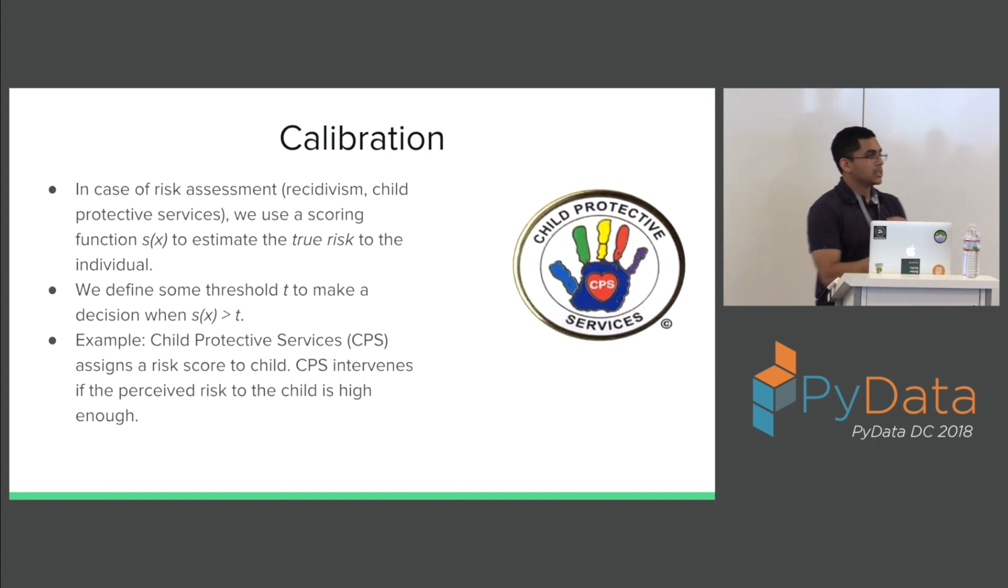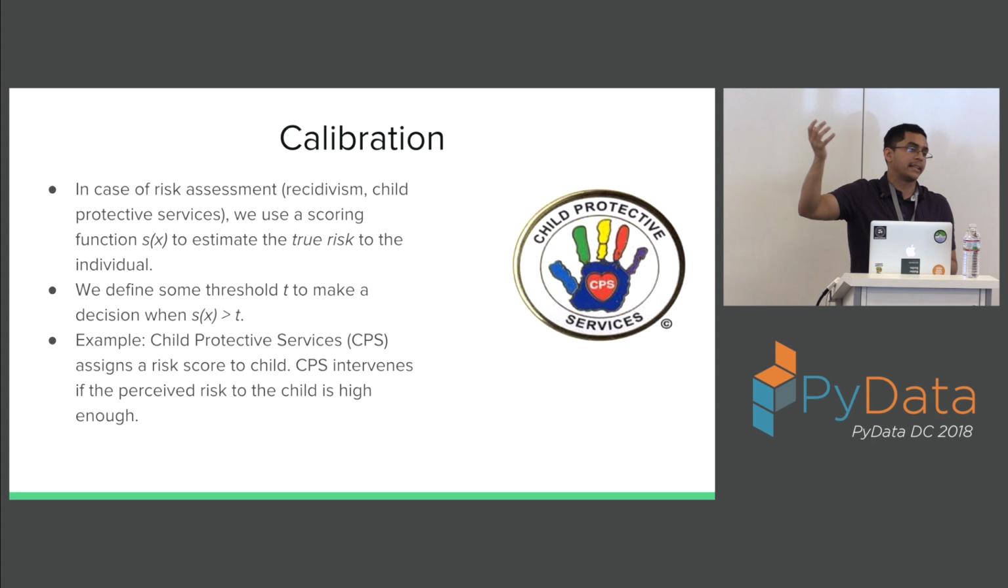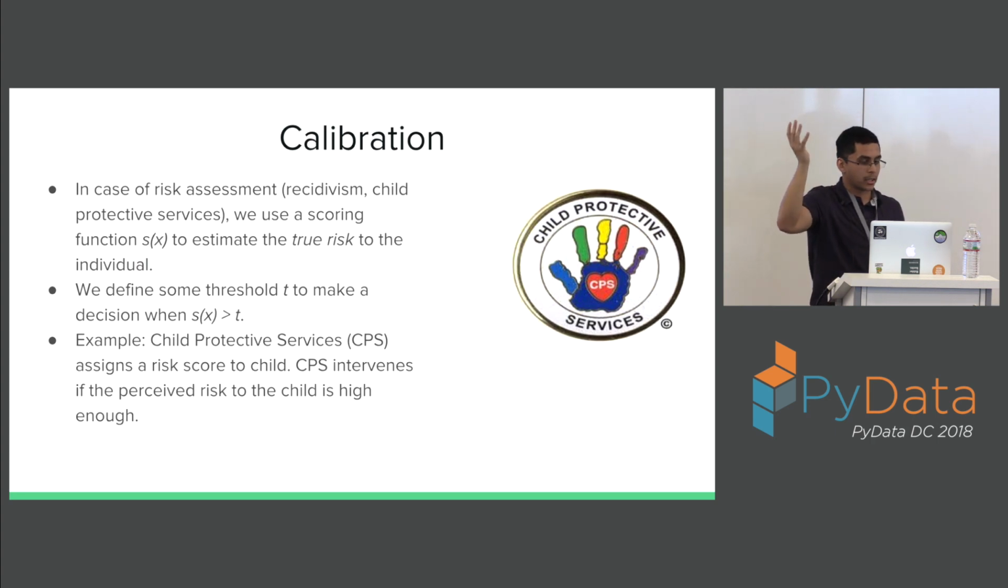And so calibration. Calibration is the last major family of these fairness metrics. In risk assessment, for example recidivism rates, and also child protective services, there's some true risk to the individual. If the child stays in this household, there's some risk that the child will be harmed. We want to estimate that true risk using some mathematical function S. And we basically say when this function is above our threshold, we're going to intervene or not.